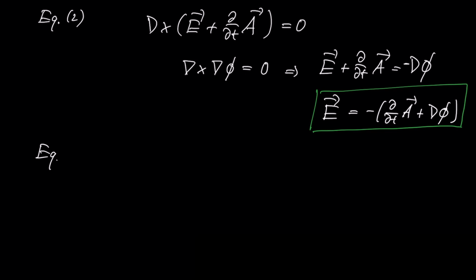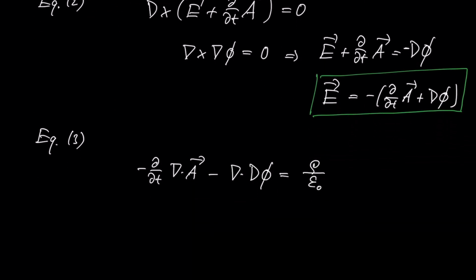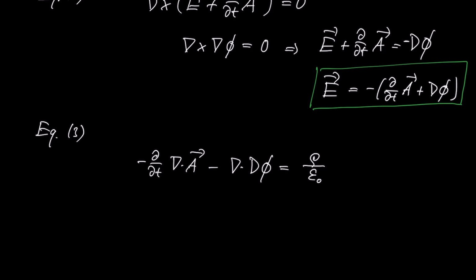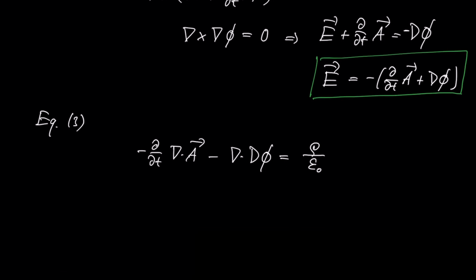So equation 3 gives us the following. If we use the definitions that we've created so far, we can write then minus time derivative of the divergence of A minus divergence of the gradient of phi equals rho divided by epsilon 0. That's the equation number 3, now written using phi and A. Here this second term can also be written using Laplace operator, or in another expression it's basically the square of the nabla operator. We will use this later.